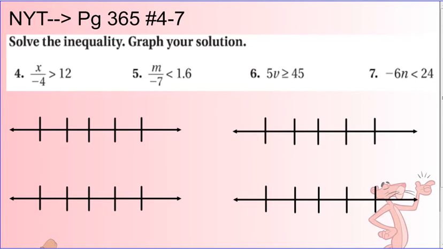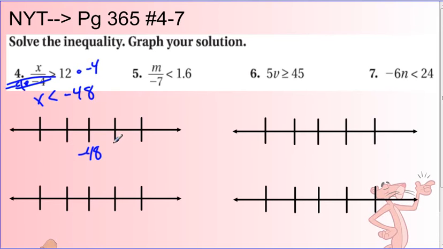Okay, so hopefully you've done these 4 problems, and let's see how we did. Letter number 4 here, it's being divided by negative 4, so I would times by negative 4 on both sides. These cancel. We get x. Because we multiplied by a negative, we change the direction of the inequality, and that gives us negative 48. So negative 48 is the answer.